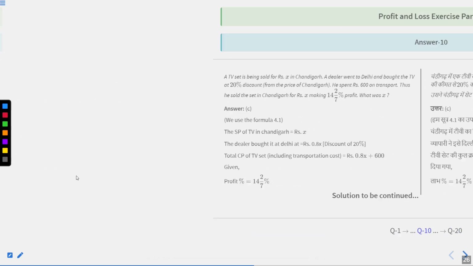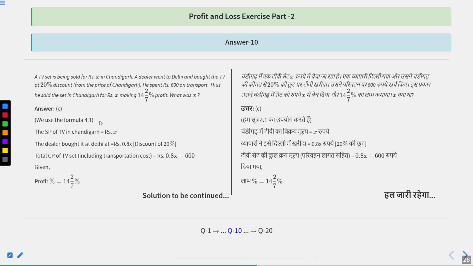Now time's up. Let's see the solution. In this question we use formula 4.1. So SP of the TV in Chandigarh was rupees X. The dealer bought it in Delhi at 0.8x rupees because he got a 20% discount in Delhi. Clear? So total CP of the TV set including transportation will become 0.8x plus 600, because he invested 600 in transportation. Now the profit percent will be 14 2/7, as given in the question.